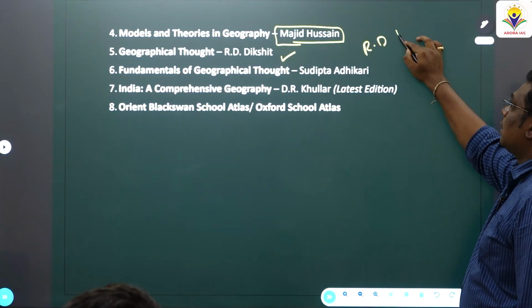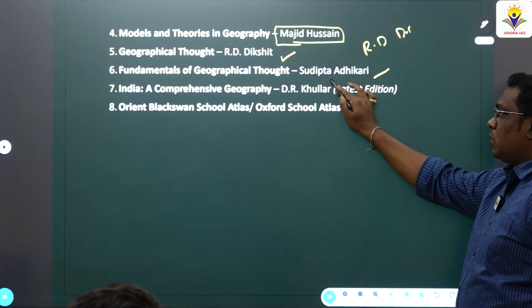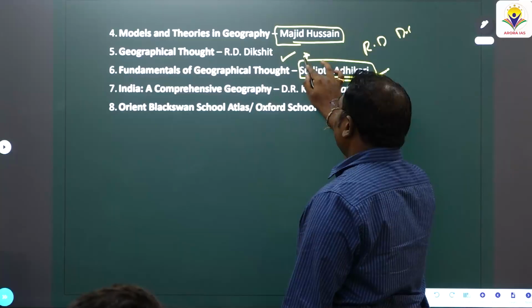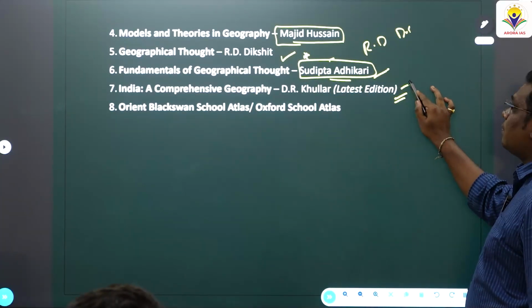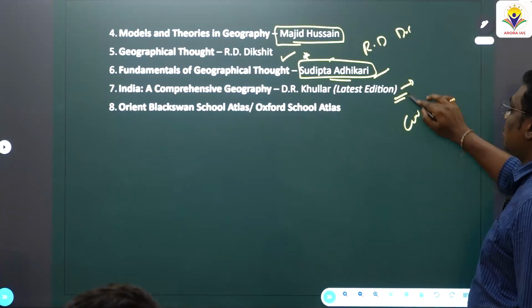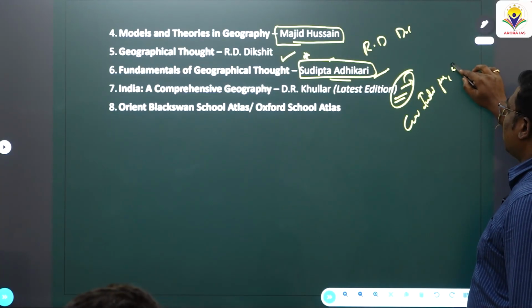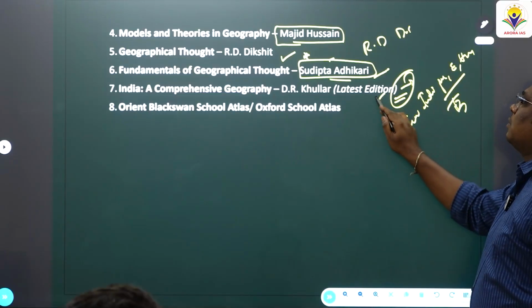R.D. Dikshit, Fundamentals of Geographical Thought, Sudipta Adhikari. This is actually not very important, but you can refer to it. And Comprehensive Geography, better to have this book. Indian geography, it's a comprehensive geography. It comprises Indian physical, economic, human geography, biogeography also. That's why it is better to have this book.